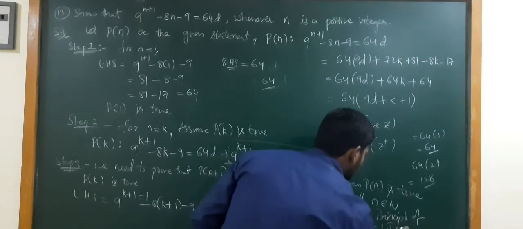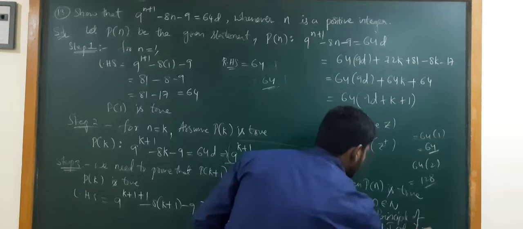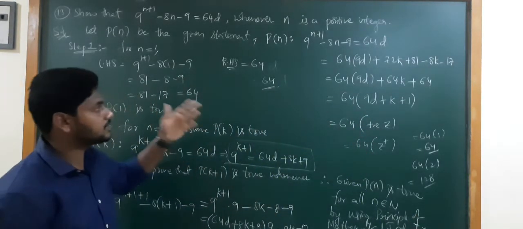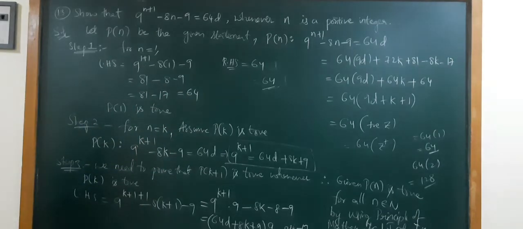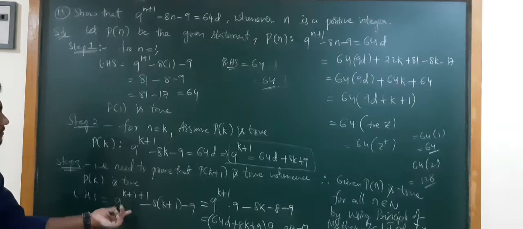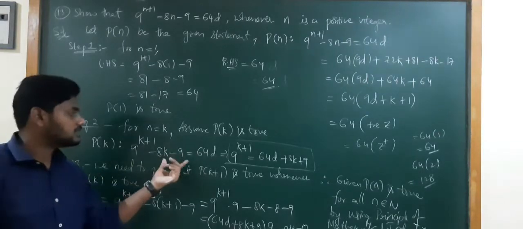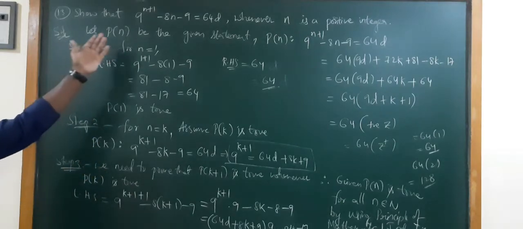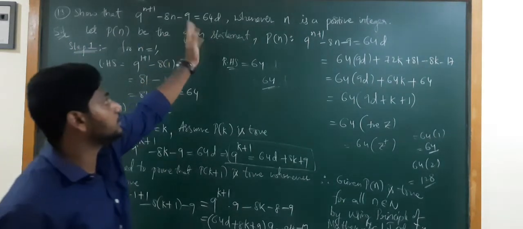Principle of mathematical induction. See, this is a very important process and a very easy one. Only substituting one value, k value and k plus 1. In some problems, while proving k plus 1, we need to use that second step by substituting. So this is about the question. Show that this is equal to 64 into d.